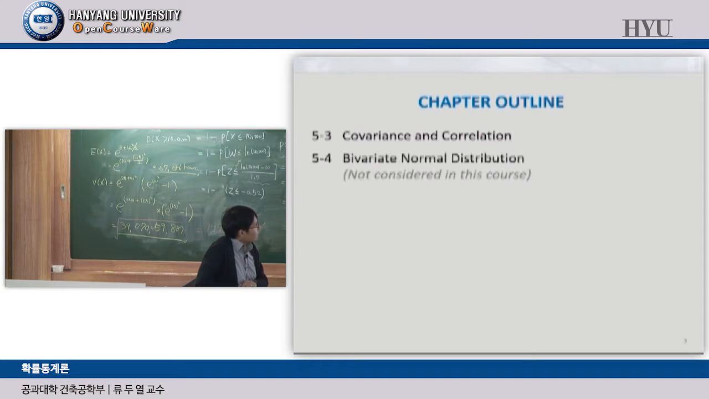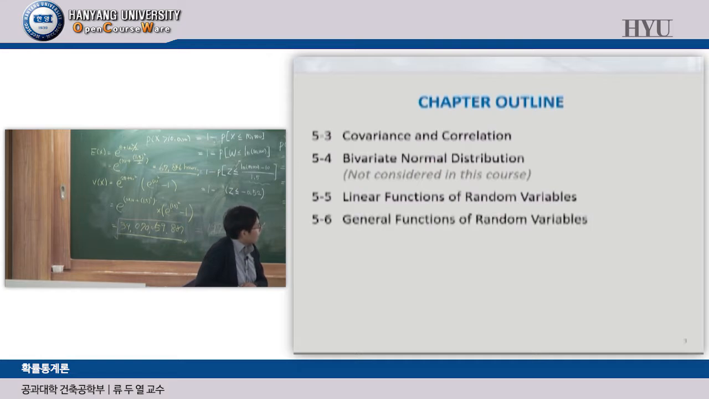And after that, the book introduced the bivariate normal distribution, but in this course, this chapter is not considered. And after finishing covariance and correlation, we are going to learn about the linear functions of random variables. And finally, we are going to learn about the general functions of random variables. So these are the chapter outlines of chapter 5.